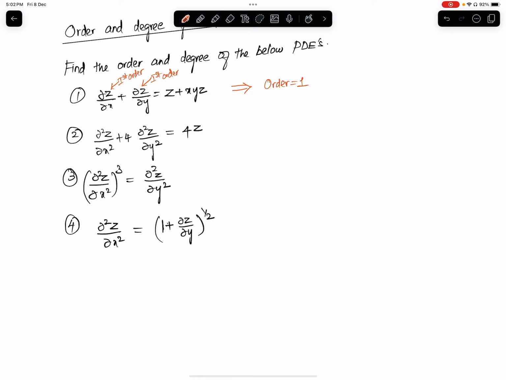How to find the degree? The degree is the power of the highest derivative. Here both are first order, so just see the power. What is the power for this derivative? Nothing is there, so you can say the degree is equal to 1. Don't forget, when you take the degree, you have to go to the highest order derivative and pick the degree from there, not from anywhere you like. So let us go to the second question.